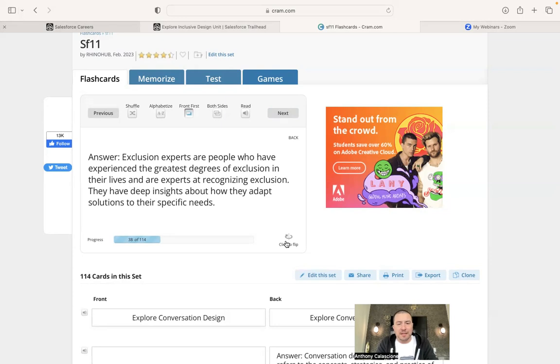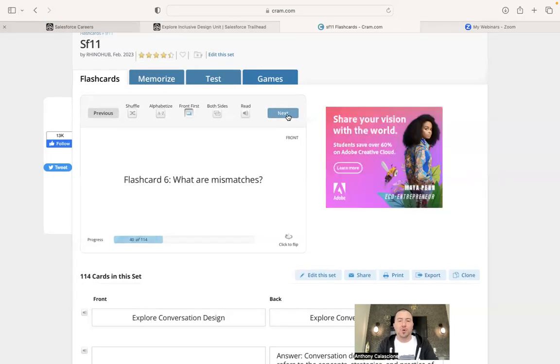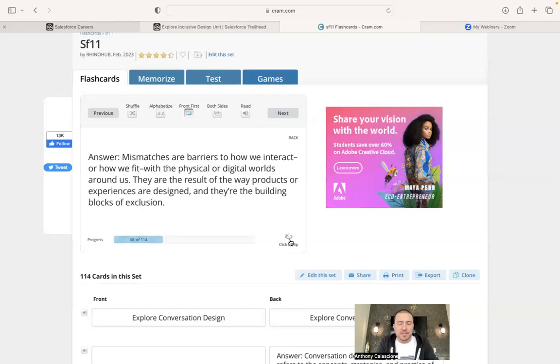They have deep insights about how they adapt solutions to their specific needs. What three principles should be kept in mind when practicing inclusive design? Recognize exclusion, learn from diversity, solve for one, extend to many. What are mismatches? Mismatches are barriers to how we interact or how we fit with the physical or digital worlds around us. They are the results of the way products or experiences are designed, and they are the building blocks of exclusion.